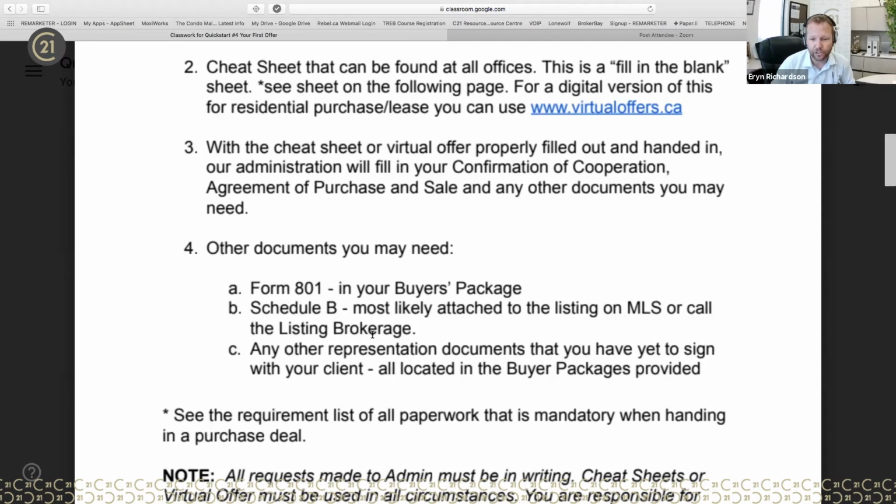Any other representation documents that you have to sign with your client are located in the buyer package provided. We can all look after all that as well, and see the requirement list of all paper that's mandatory when handing in, and we'll have that list for you as well.